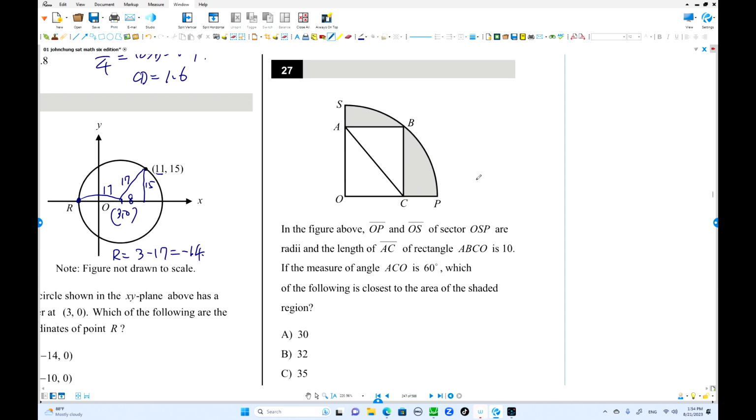Number 27, ACO is 60 degrees. This is 60 degrees. All right. This is 90 degrees, okay?